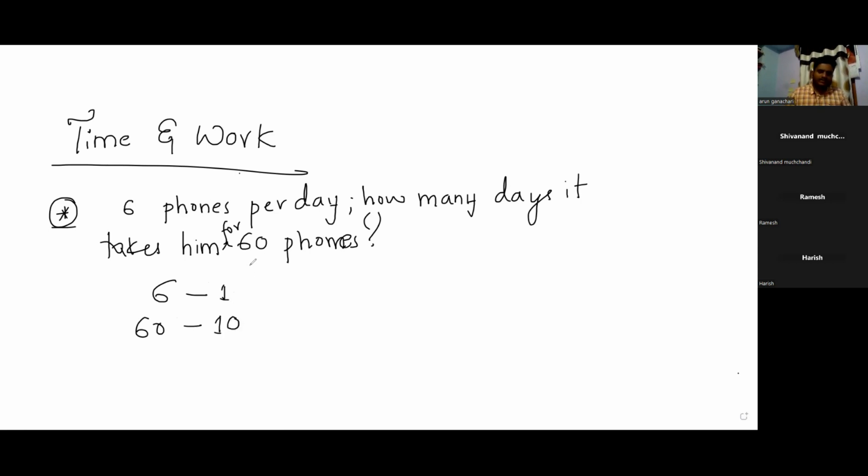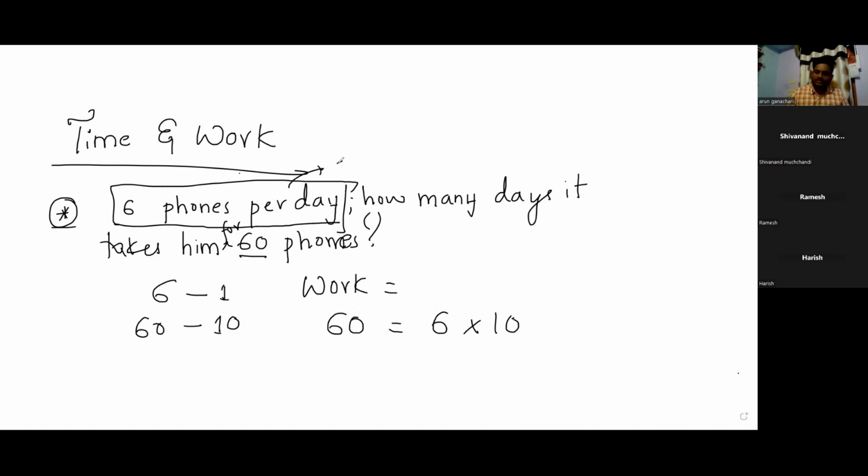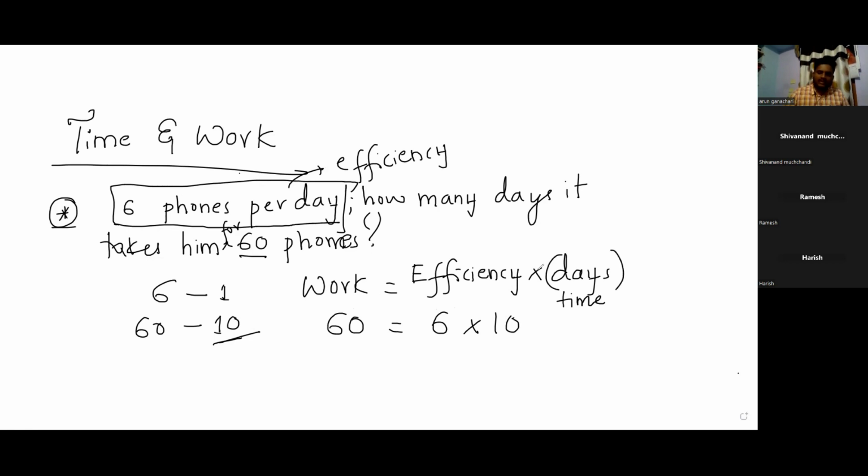So what we did here, this 60 is total work. How did we reach 60? We reached 60 by multiplying 6 into 10. What was this 6? 6 was 6 phones per day. This is what we call efficiency. And what was this 10? This 10 was the number of days, or in other words, we can also write it as time.